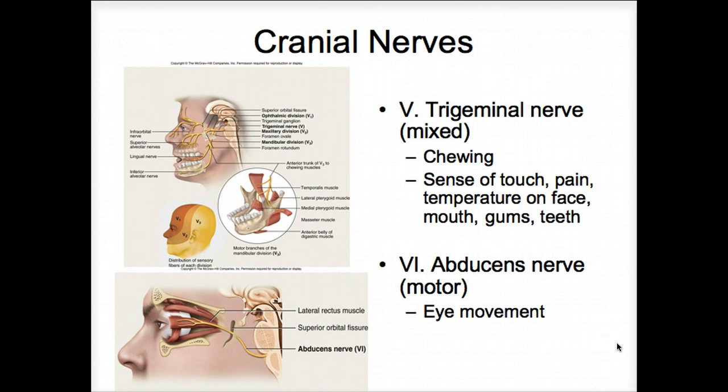Number 6 is the abducens nerve. This is a motor nerve, and it contributes to eye movement as well. And you can see it coming off of the brainstem here and then going to one of those eye muscles.